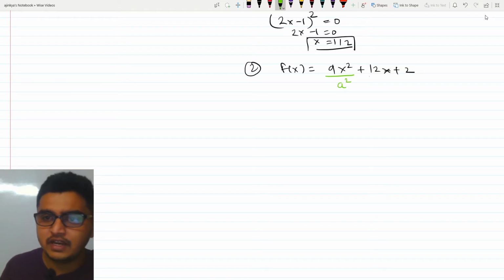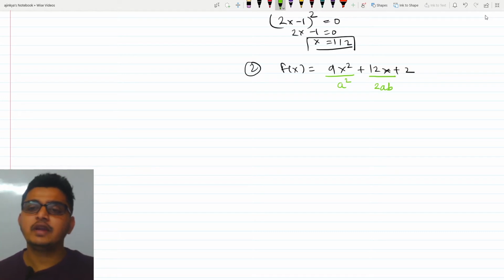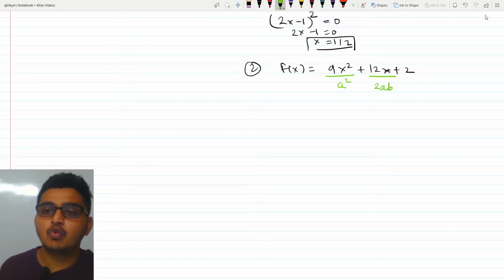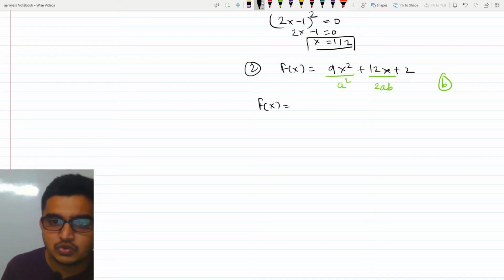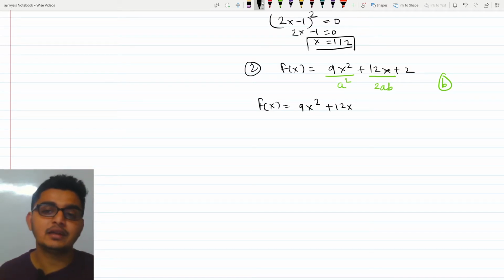So can we define 12x as 2ab, isn't it? If we define that, we need to find out what is b, isn't it? For that purpose, we can directly take the solution as f of x equals 9x squared plus 12x, and now we need to make that adjustment.